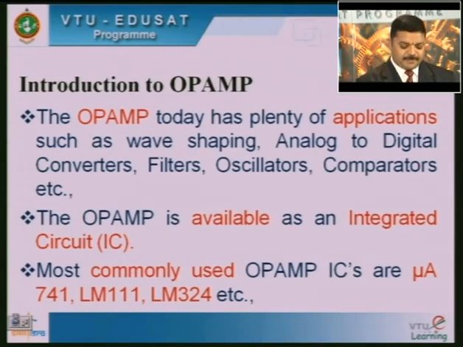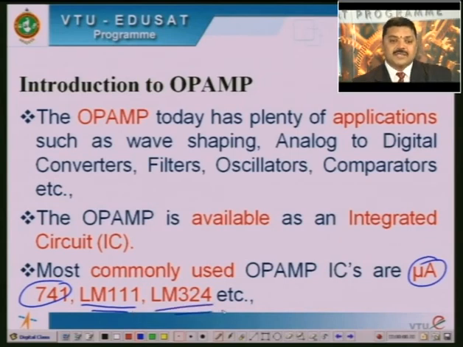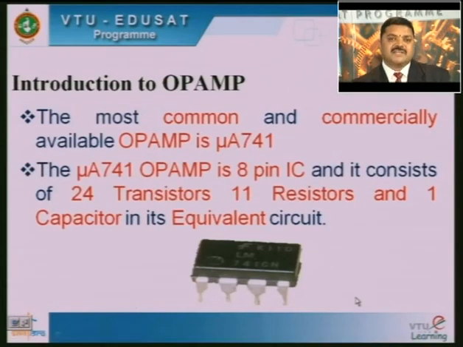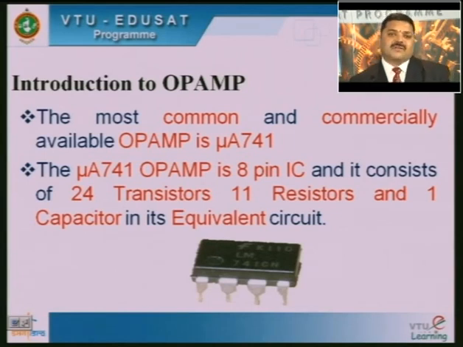MU-A741, you can see here, MU-A741, LM311, LM324, etc. Out of these ICs, the most commonly and commercially used IC is MU-A741, which may cost around 2 rupees. So, with 2 rupees we can play with op amps like anything. That is the reason why it is the most common and commercially available operational amplifier. Our syllabus is restricted to MU-A741 only.